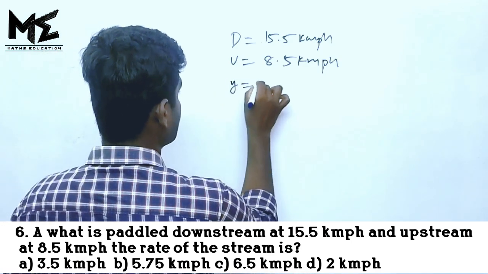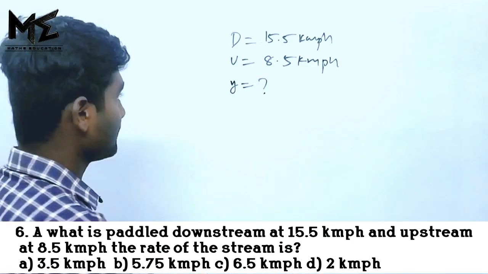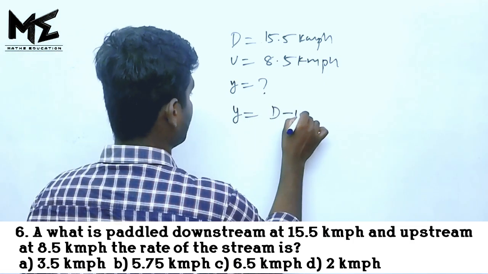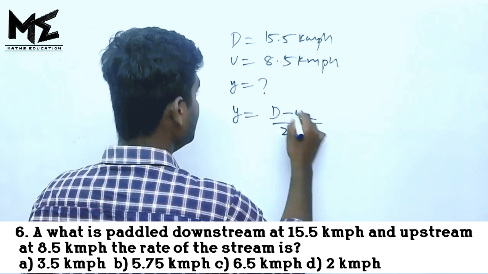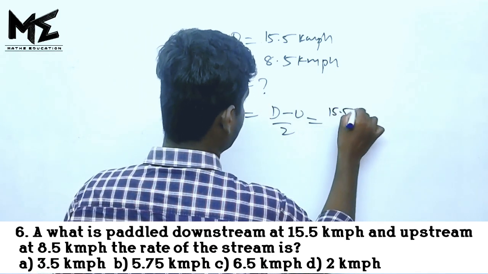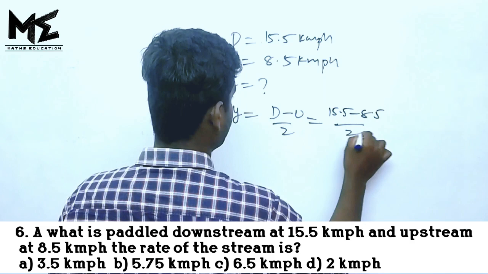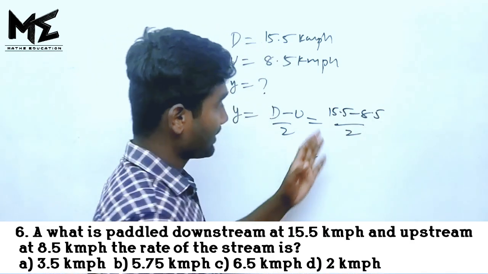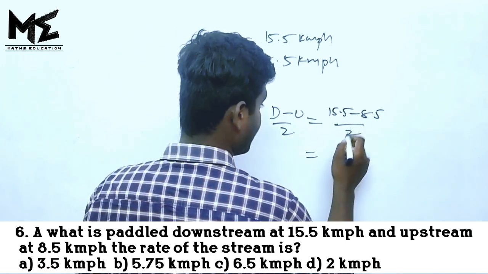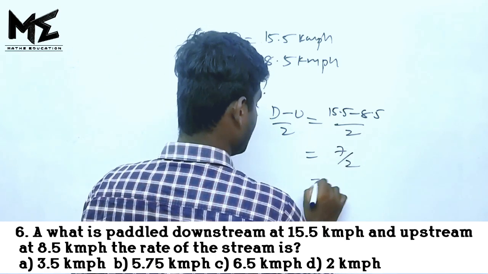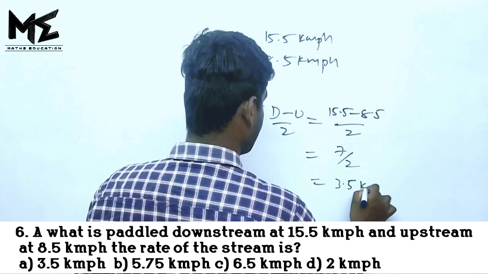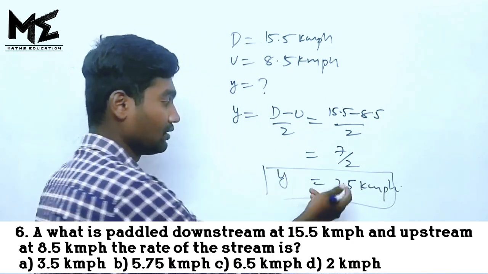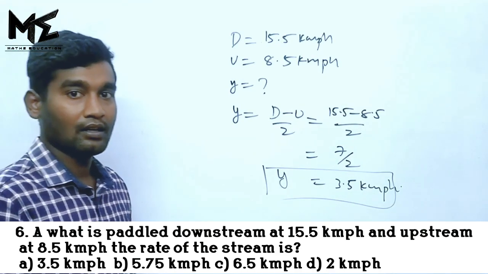So y equals to how much? We have the formula y equals to (d minus u) by 2. D is 15.5 minus 8.5 divided by 2. 15.5 minus 8.5, 0.5 gets cancelled. 15 minus 8 is 7 by 2, 3.5 kilometer per hour. So y is equal to 3.5 kilometer per hour.